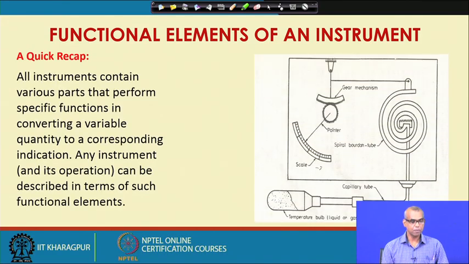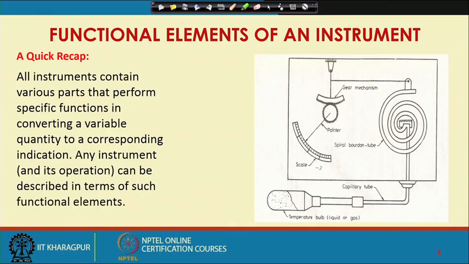So, a quick recap of what we learned about functional elements in our previous lecture. We said that all instruments contain various parts that perform specific functions in converting a variable quantity to a corresponding indication. Any instrument and its operation can be described in terms of such functional elements.